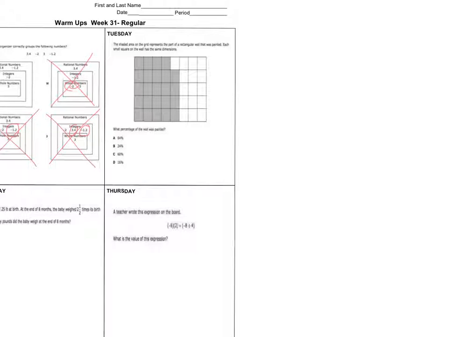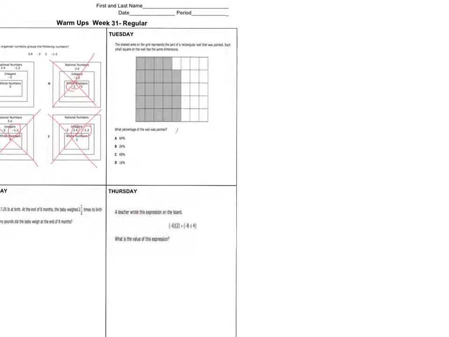All right, let's look at Tuesday. It says the shaded area on the grid represents the part of a rectangular wall that was painted. Each small square on the wall has the same dimensions. What percentage of the wall was painted? So we need to figure out what the percentage of shaded squares there are. You're going to start with counting the number of shaded squares. And if you count, you will see that there are 24 shaded squares.